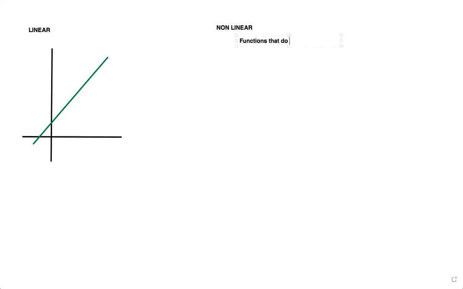Linear equations, or linear functions, are functions that when graphed create a straight line because they have a constant rate of change. So non-linear equations are graphs, or functions, that do not have a constant rate of change. Now, that of course could look like a broken system.